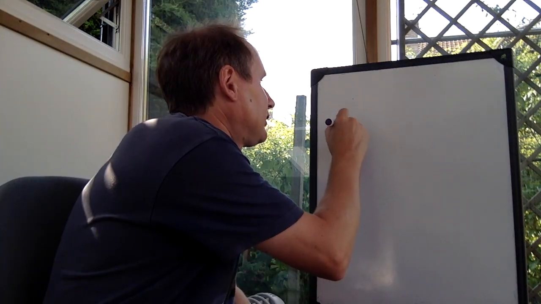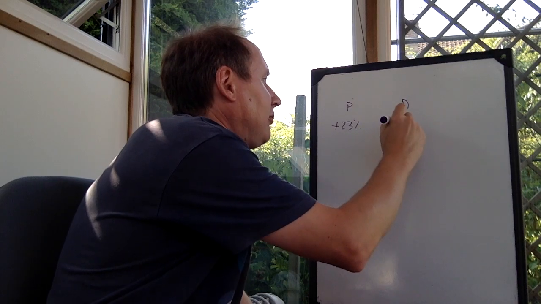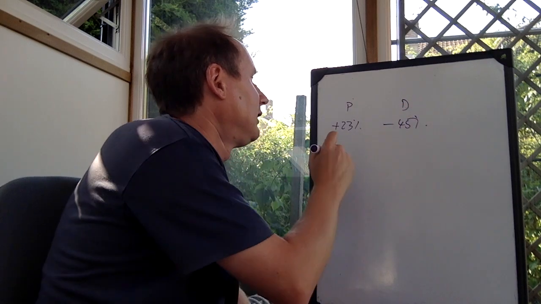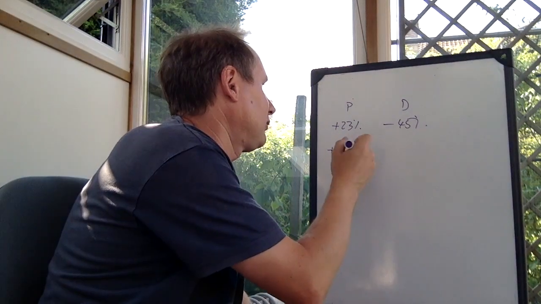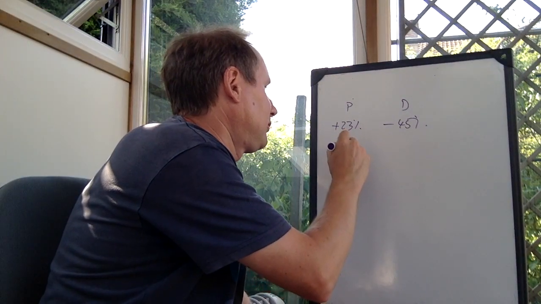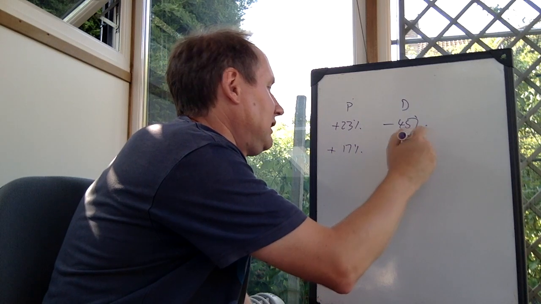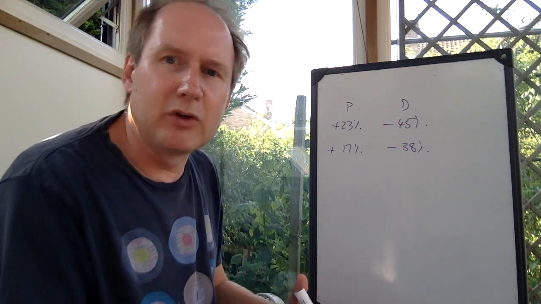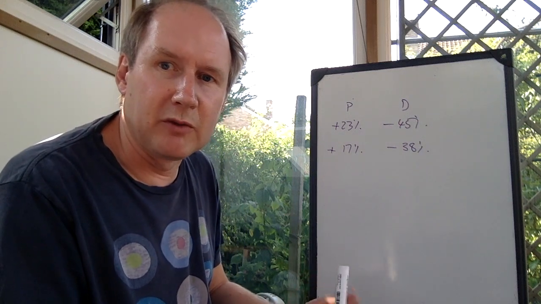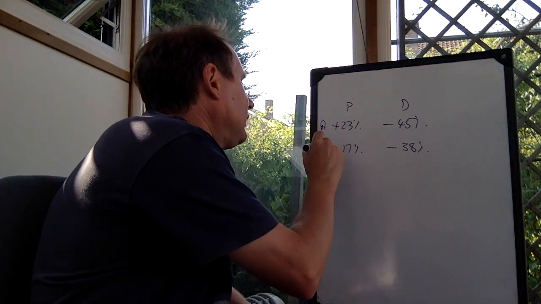One in which price goes up by 23%, and demand goes down by 45%. And a second case in which price goes up by 17%, and demand goes down by 38%. And what I want to ask you is, which do you think is the more responsive? Which one's more elastic? Is it A, or is it B?